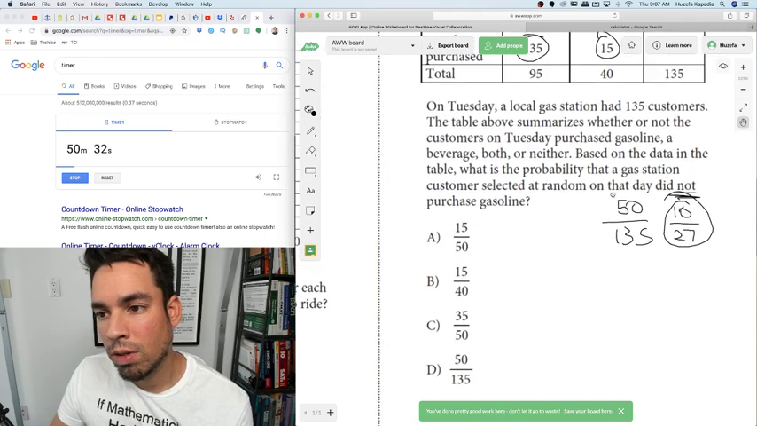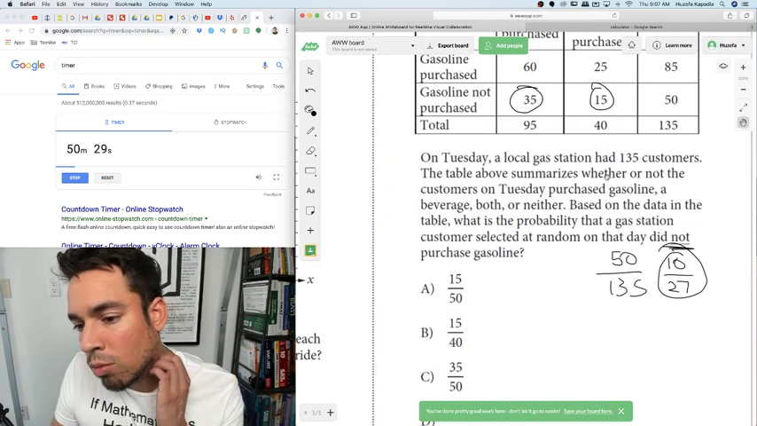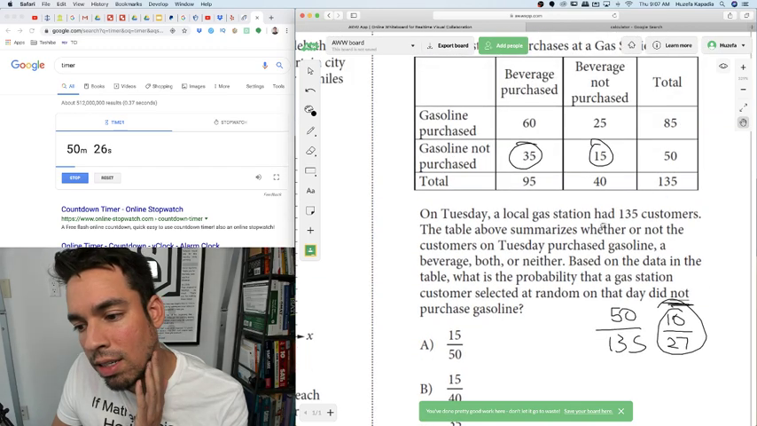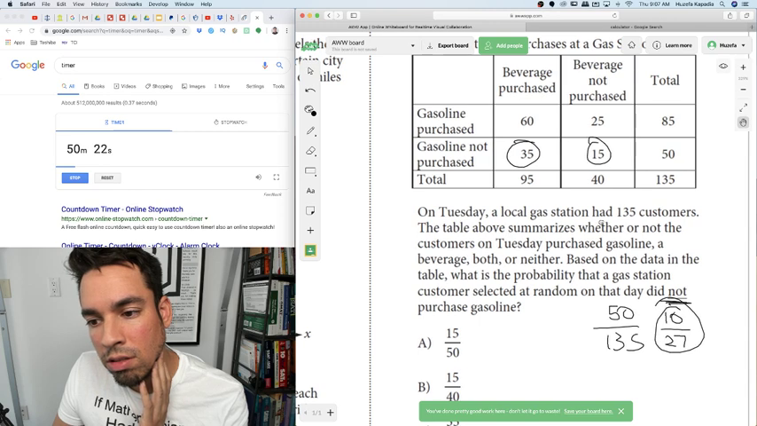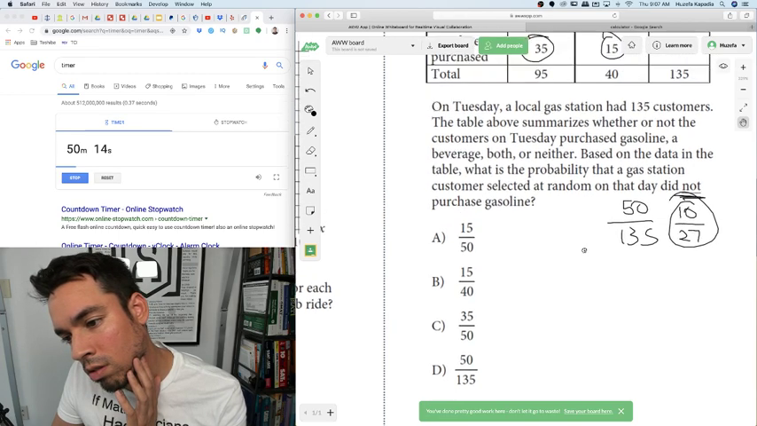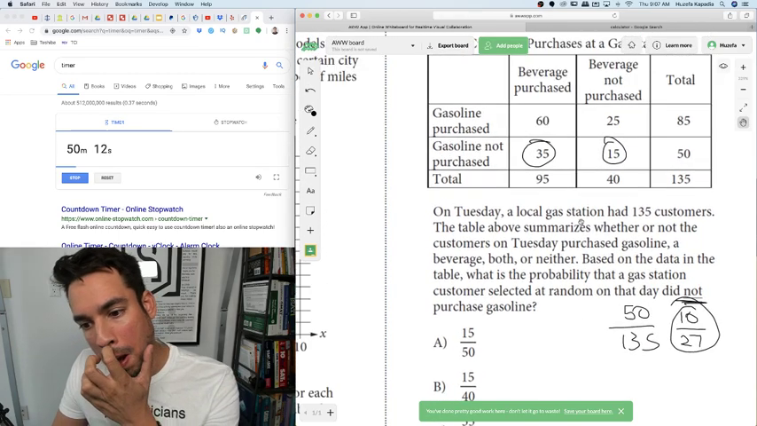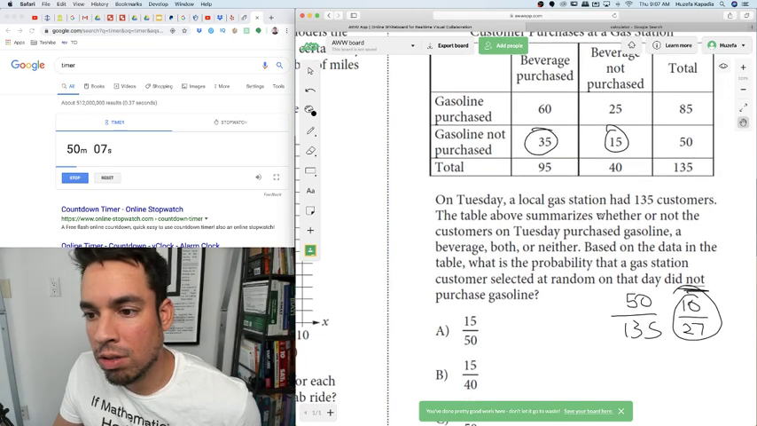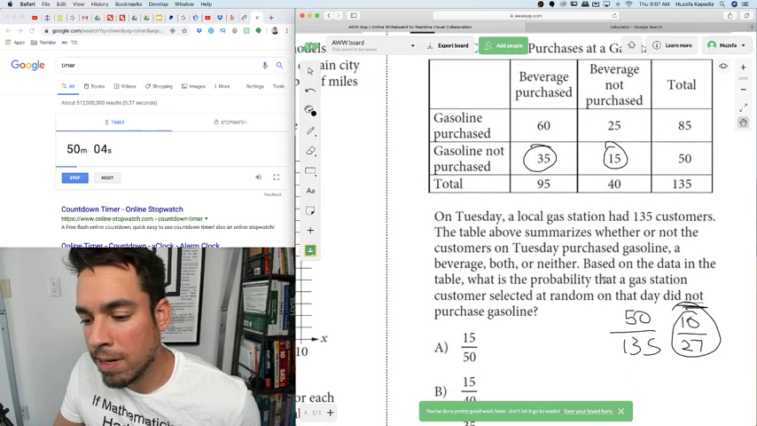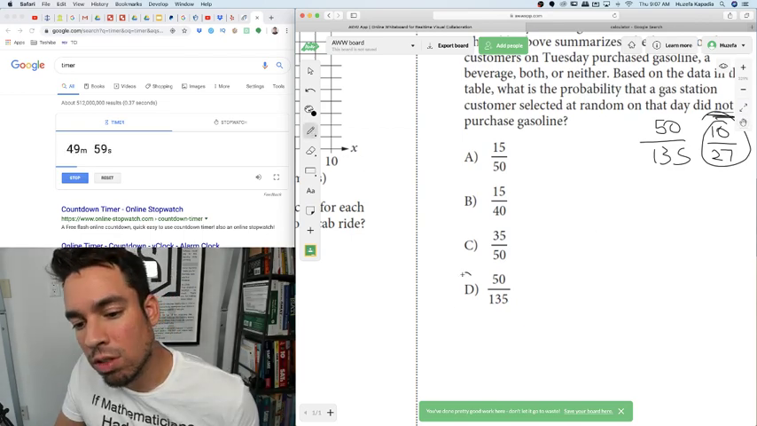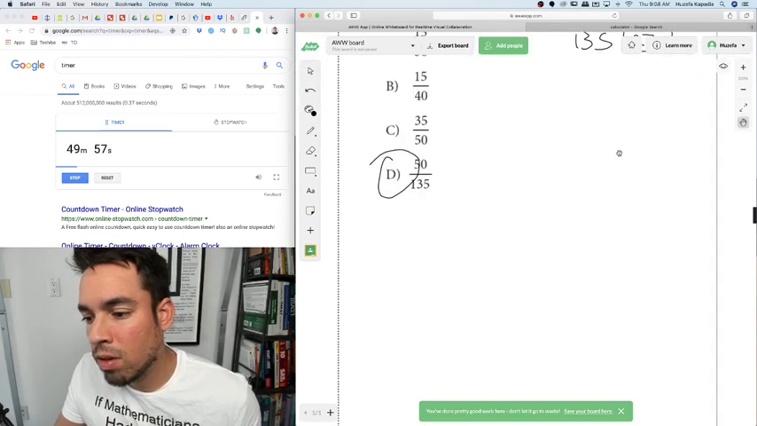It's not there. Wait, what did I do? Based on the data in the table, what is the probability the gas station customer selected at random on that day did not purchase gasoline? 50 out of... Can I reduce that more? Hold on. What happened here? What did I do? Oh, they didn't reduce it. 50 out of 135. There we go.